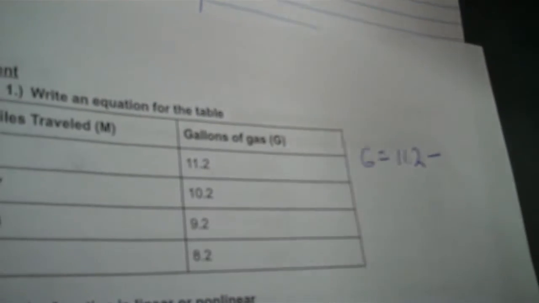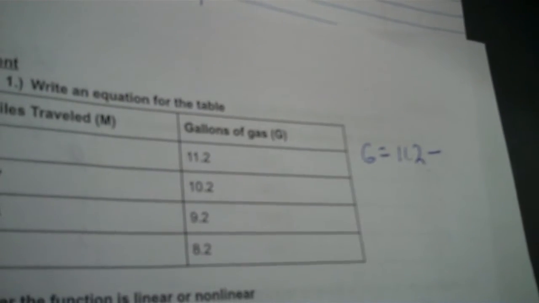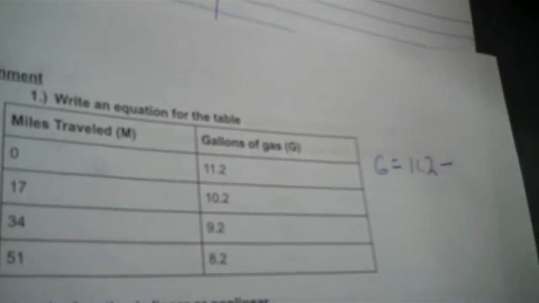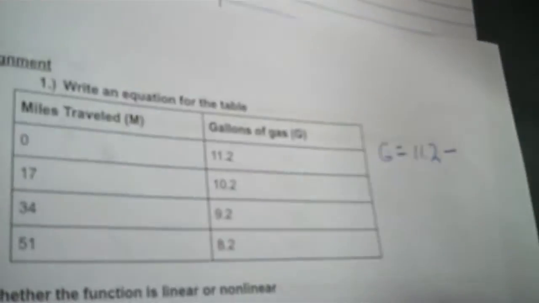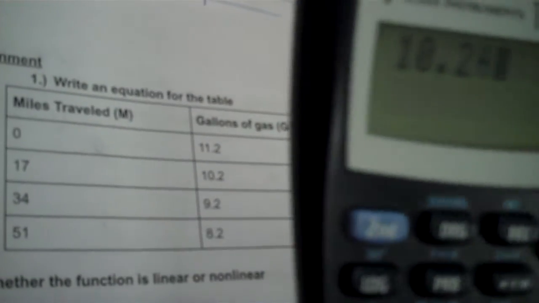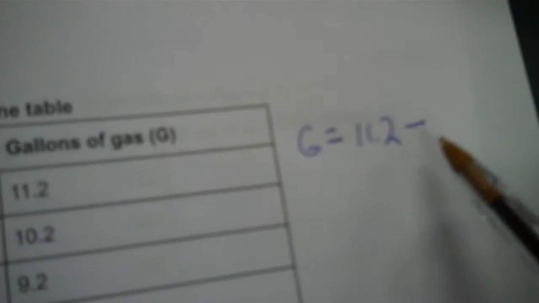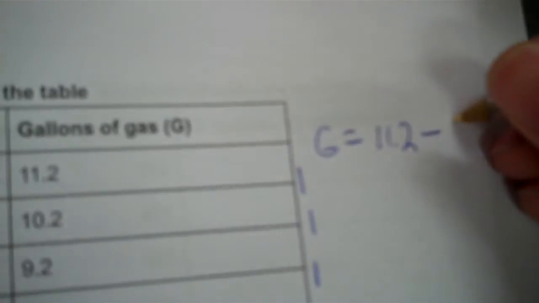9.2 minus 8.2, negative 1. It's negative because you're minusing. 10.2 minus 9.2. 11.2 minus 10.2. I got 1 every time. I got negative 1, but I already put the negative down when I put minus, so it's always 1. Okay, 1 over, now jump over here.